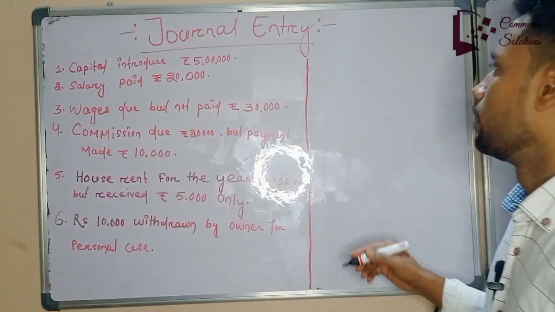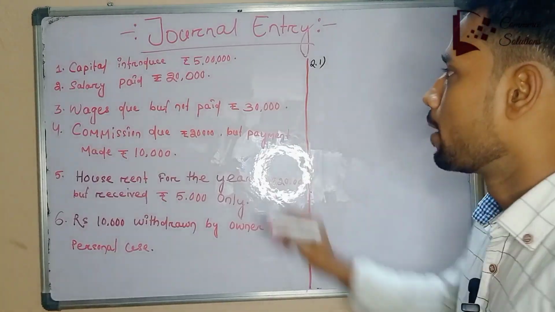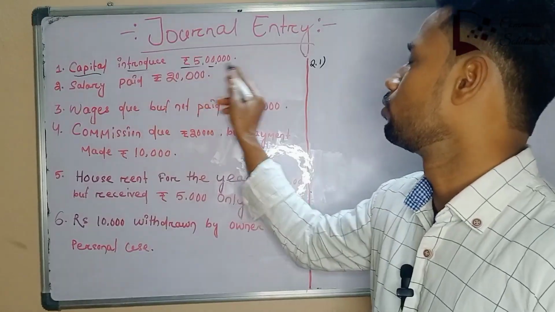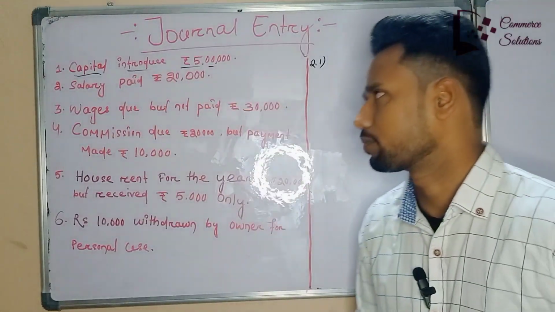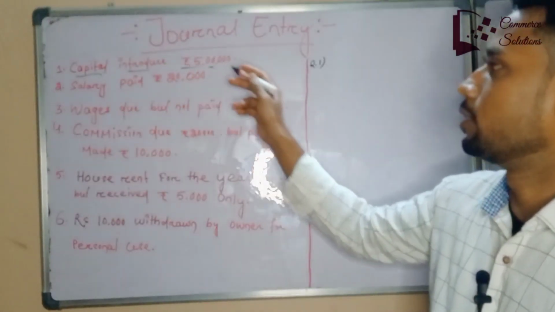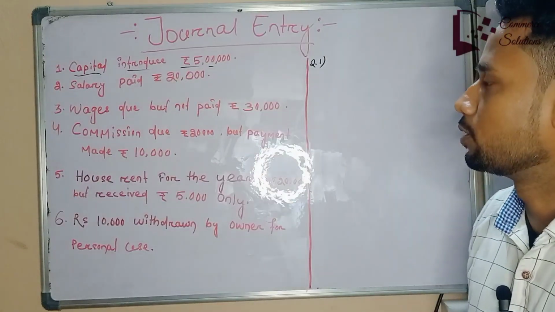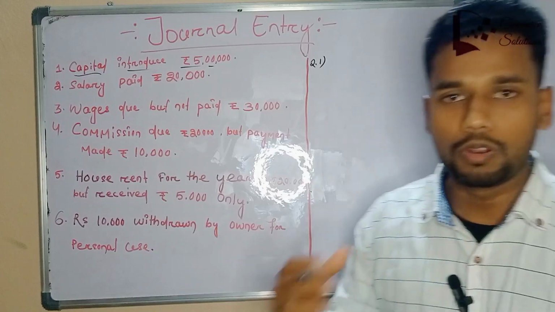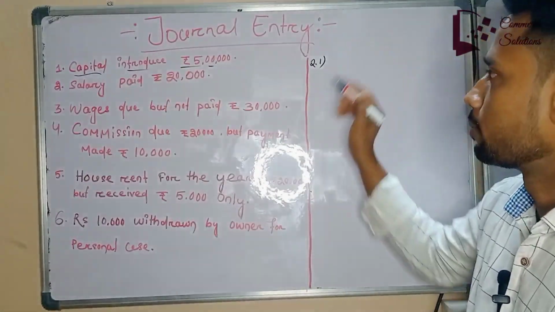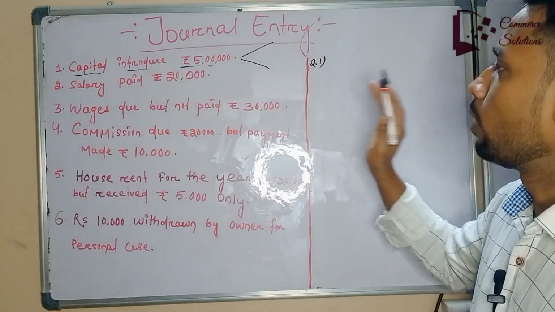Question number one. Capital introduced rupees 5 lakh. Capital introduced means the owner contributes something to the business, for running a business. That is called capital. Capital means owner's contributions. Here each transaction has two aspects. How many aspects in this transaction? Here there are two aspects.